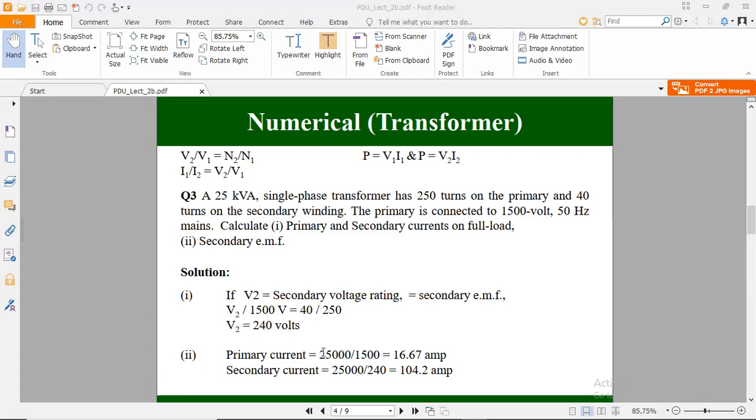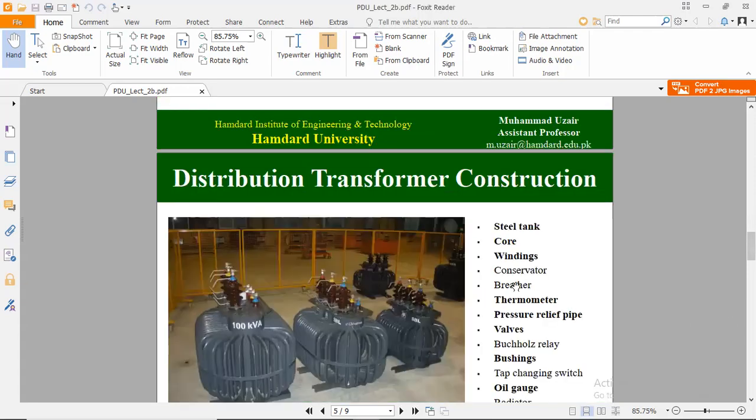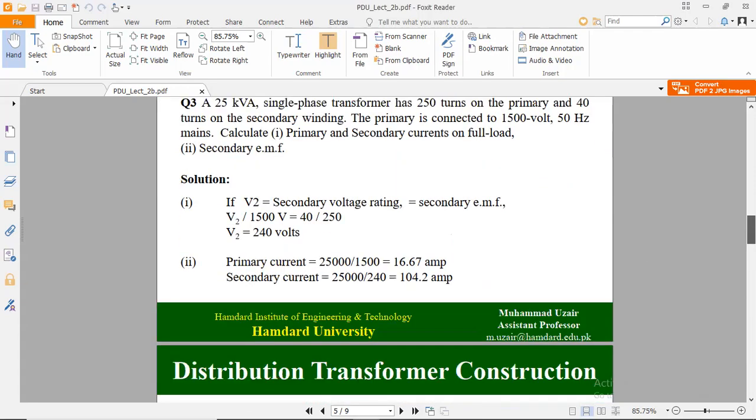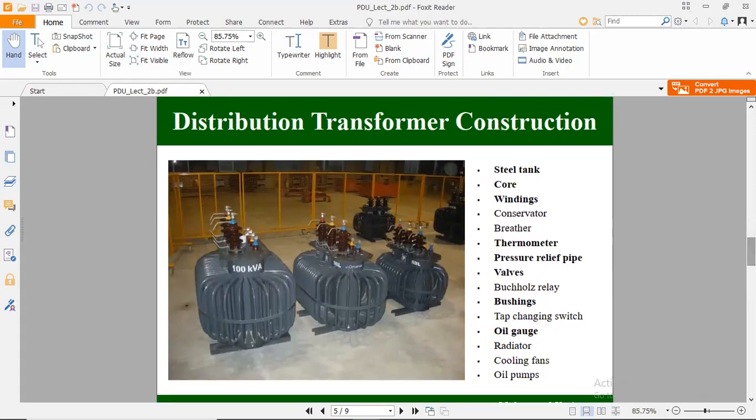Now we need to find the current at the primary side. For the sake of simplicity, we divide 25,000 by 1500, and we get 16.67 ampere. And 25,000 divided by 240 gives the secondary current, 104.2 ampere. So these are the numericals of distribution transformer till now.